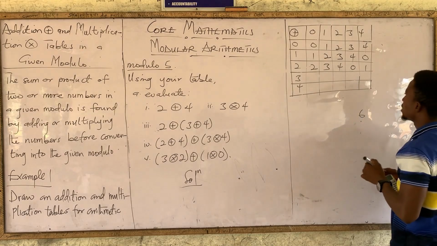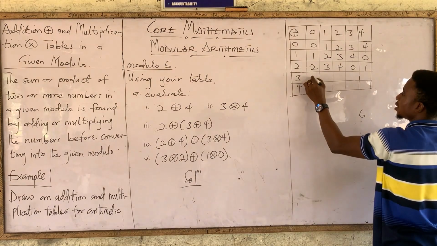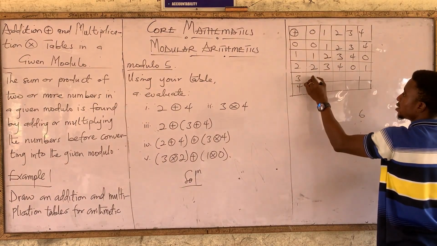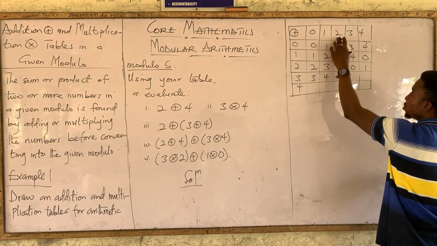Okay. So that is that for this one. Then I take this one. So 0 plus this is what? 3 plus 0 is 3. 3 plus 1, 4. 3 plus 2, 5.